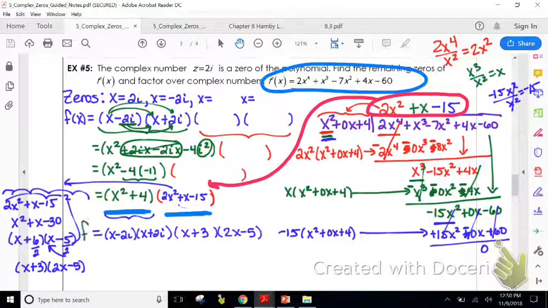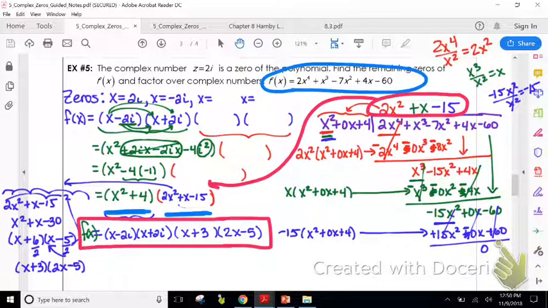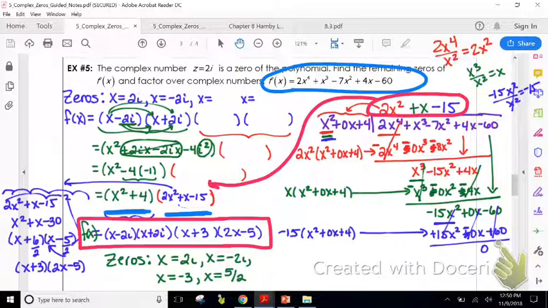I'm going to put a little f of x in front of that. So there's the factors it asked for. And it also asked, remember, for those zeros? Well, I'm looking at the top. You told me it was 2i. You said it was negative 2i. What are my other two? Negative 3 and 5 over 2. Because you take those individual factors up there at the top, or right above that, and you set them equal to 0.